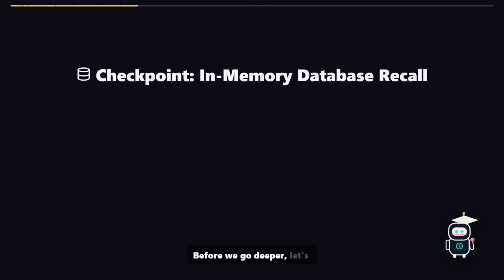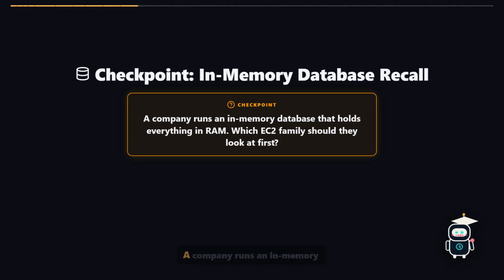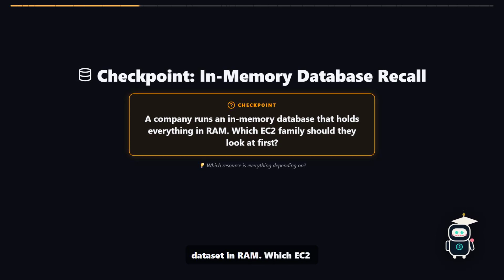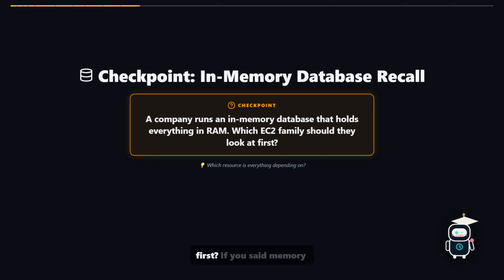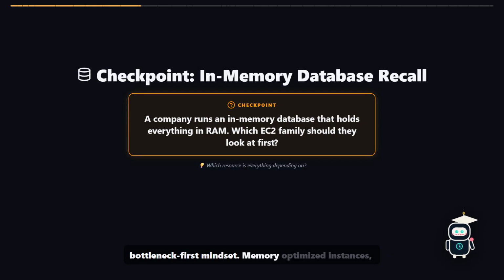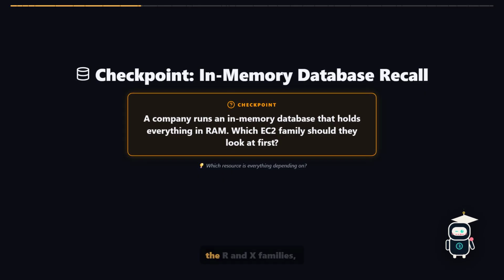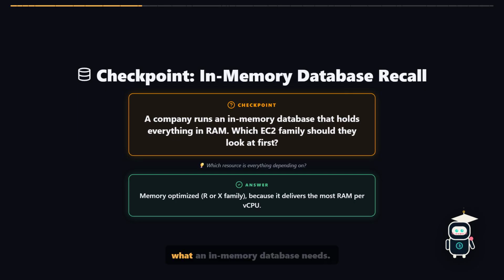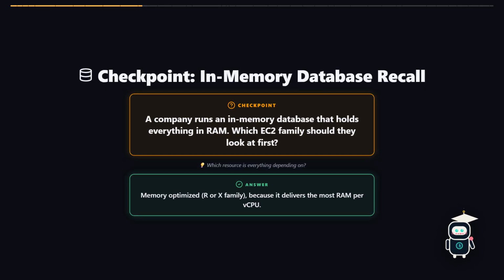Before we go deeper, let's pull one from part 1. A company runs an in-memory database that holds its entire dataset in RAM. Which EC2 family should they look at first? If you said memory optimized, you're already applying the bottleneck first mindset. Memory optimized instances, the R and X families, give you a much higher memory to CPU ratio, which is exactly what an in-memory database needs. That's the preview for the next scene.